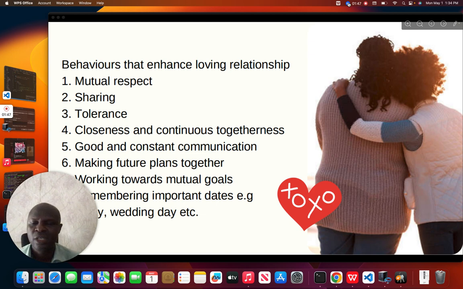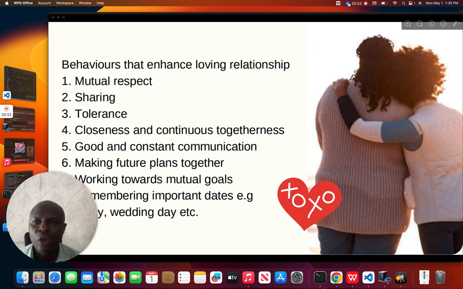For instance, mutual respect. Mutual respect is expected when you say you love your friend, when you say you are in love with somebody, there must be mutual respect. Because that person that loves you really cares about you. And that's the reason why that person is appreciating you, relating with you, and trying to do things in common with you.